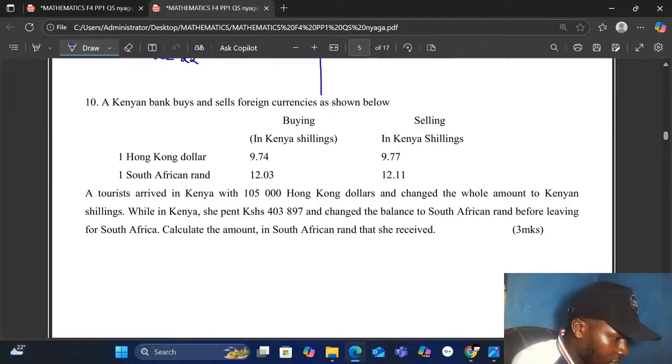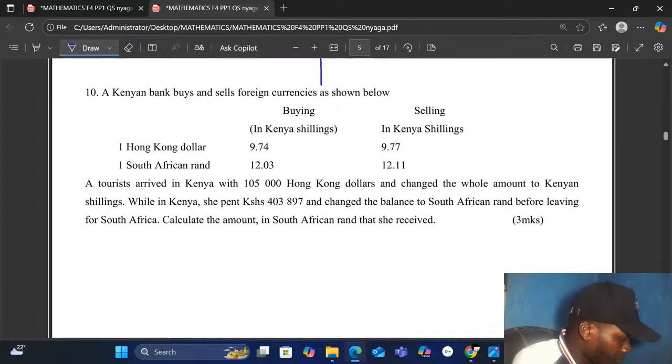Now there is this tourist who arrived in Kenya with 105,000 Hong Kong dollars and changed the whole amount to Kenyan shillings. Then while in Kenya, she spent 403,889,000 Kenyan shillings and changed the balance to South African rands before leaving for South Africa. Calculate the amount in South African rands that she received.